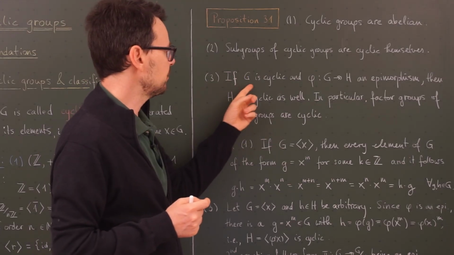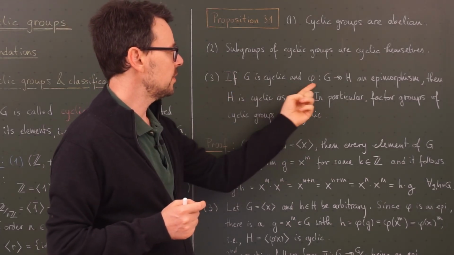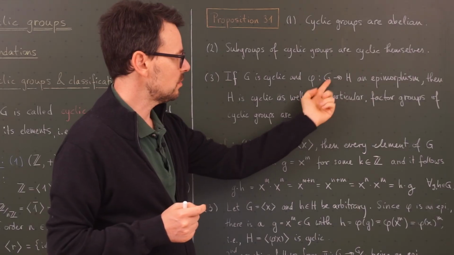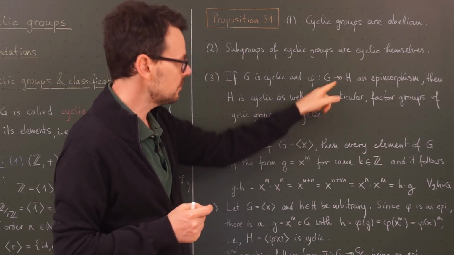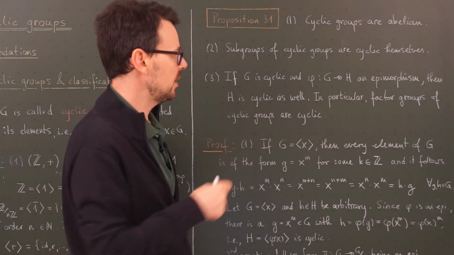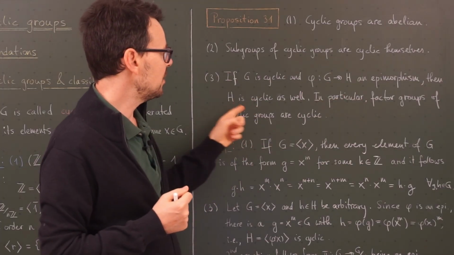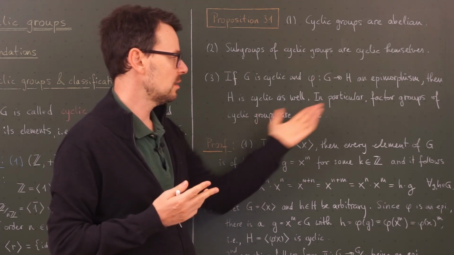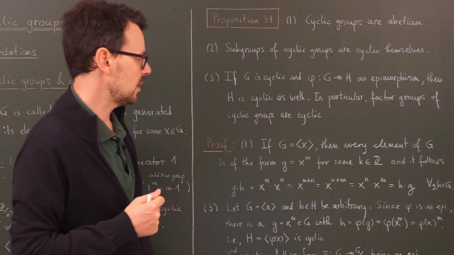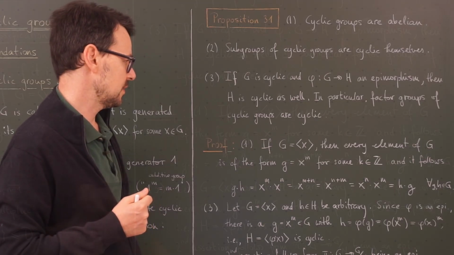And if G is a cyclic group and we have an epimorphism, so a homomorphism from G to another group H that is surjective, that is meant here by these double arrowheads, then H must be cyclic as well. And in particular, factor groups of cyclic groups are cyclic themselves.